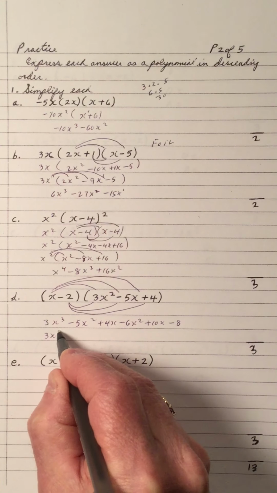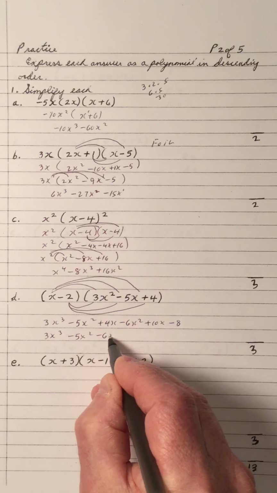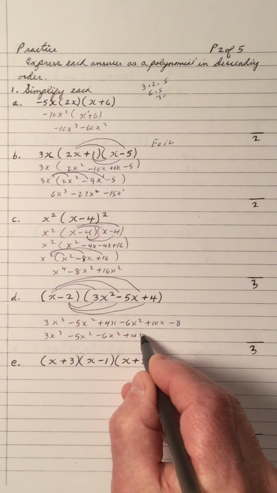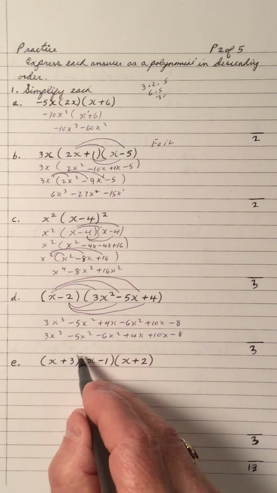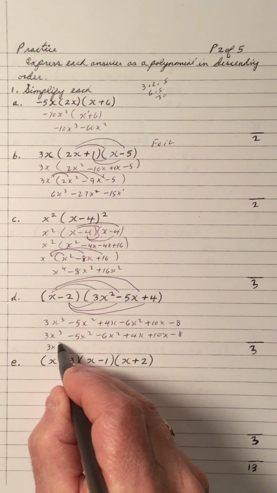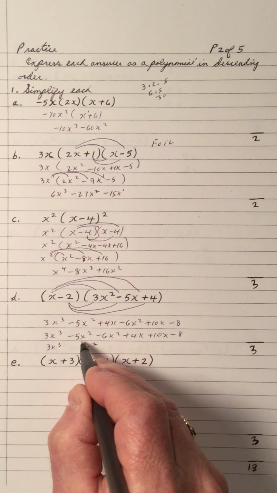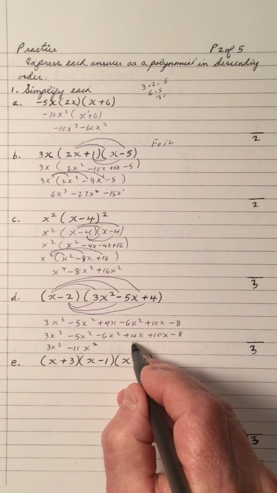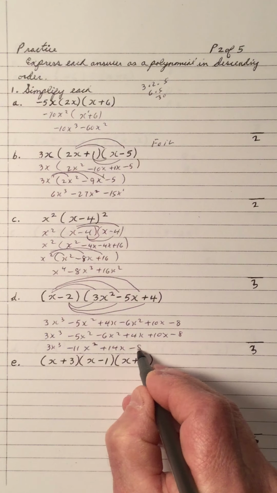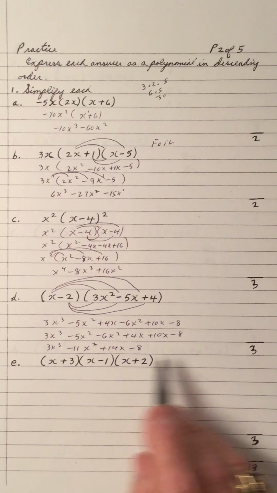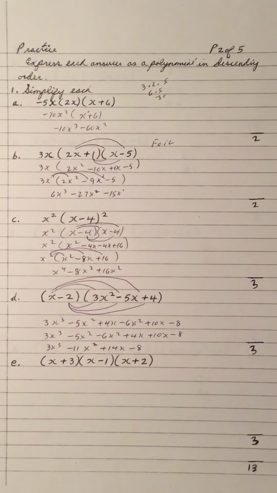So the x cubed goes first, then the x squareds, then the x's, and the constant is always on the right. Notice the descending order, 3x cubed. I'm going to add these because they're both like terms. That's x squared, that's a negative 11, and 10 and 4 is 14x minus 8. Descending order. And again, 3 marks. Part marks if you get part way through and make an error.